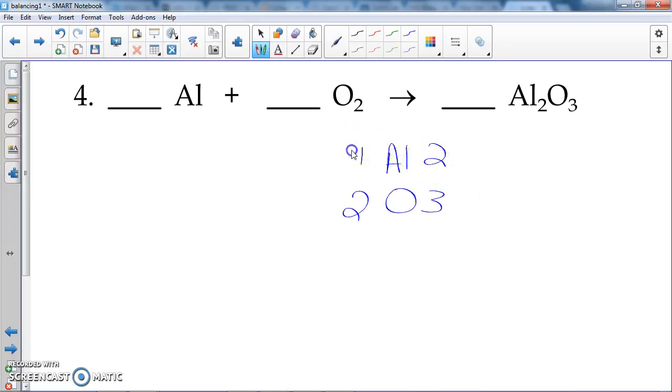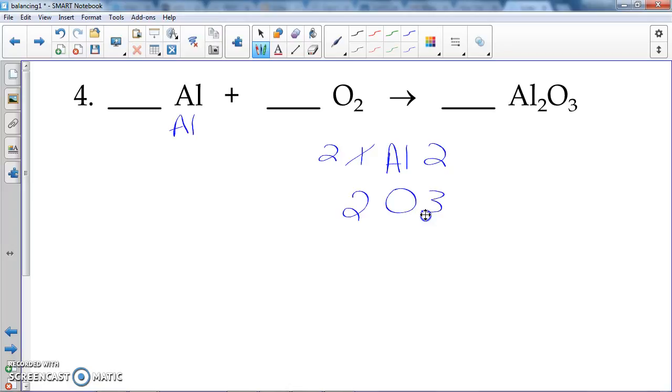So I'm going to work with aluminums first. I need to get 2, so I add an Al over here. So now I have 2 aluminums on that side. Now, oxygen has 2 and 3. I've got to get them both to a 6. So when you have a 2 and 3, you always get them to the lowest number they have in common. The lowest number they both have in common is 6.